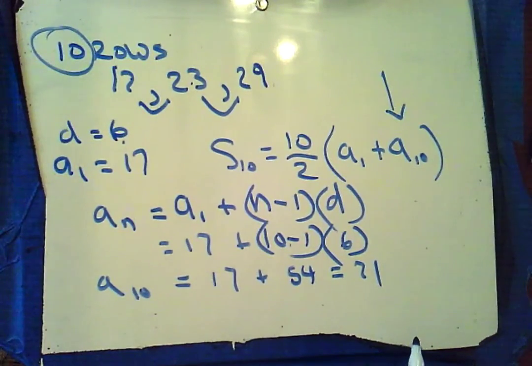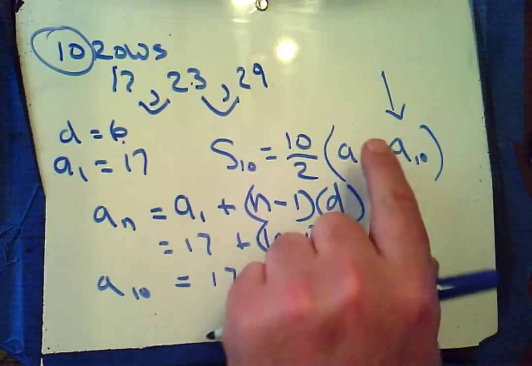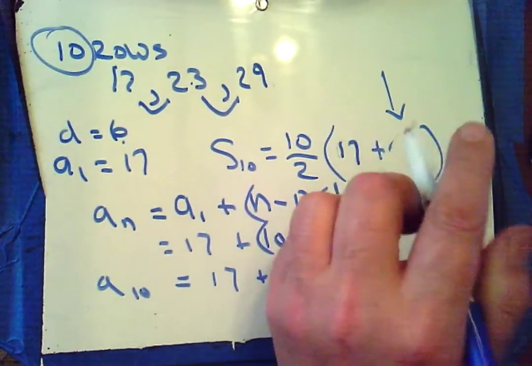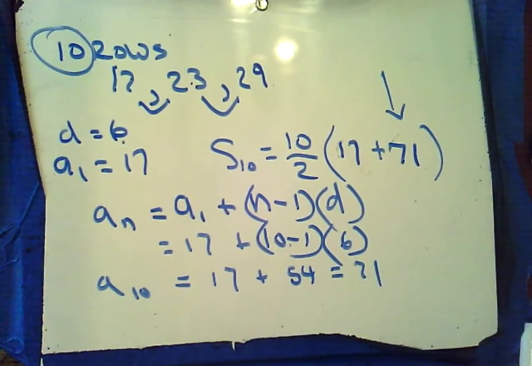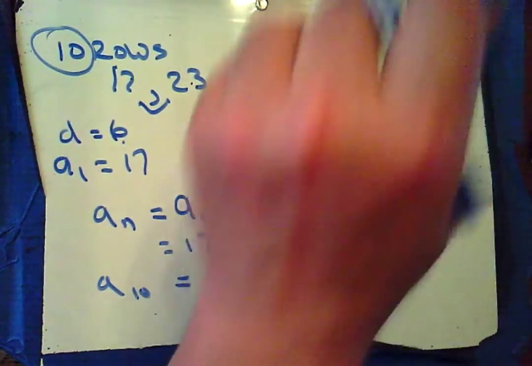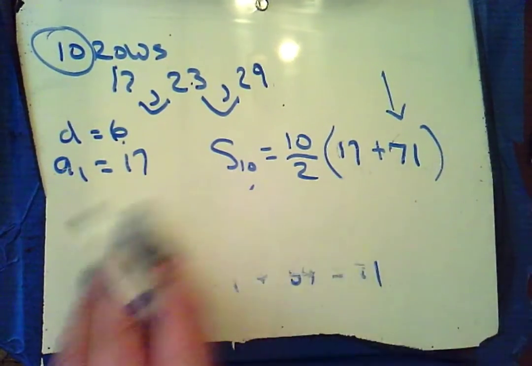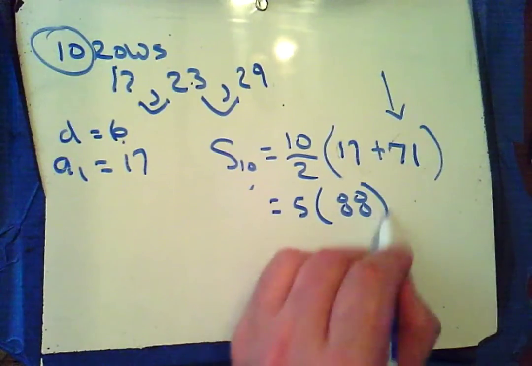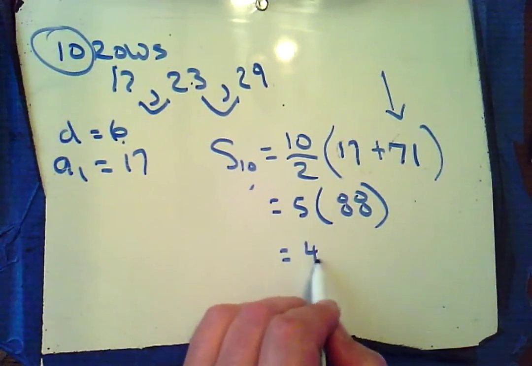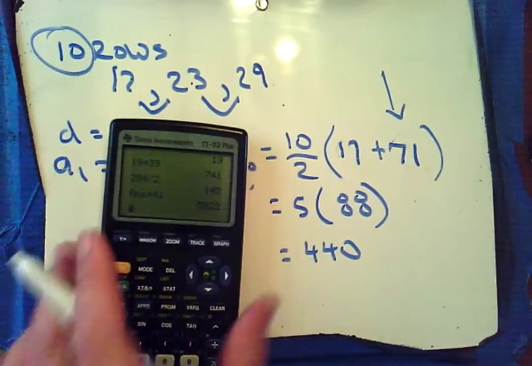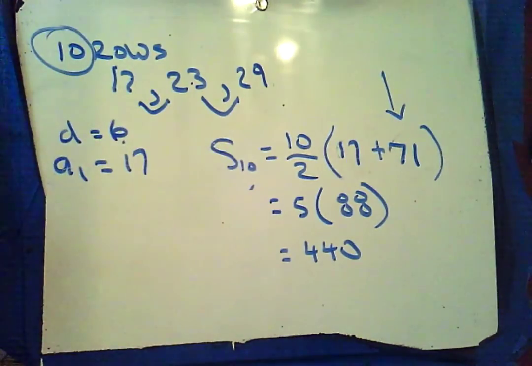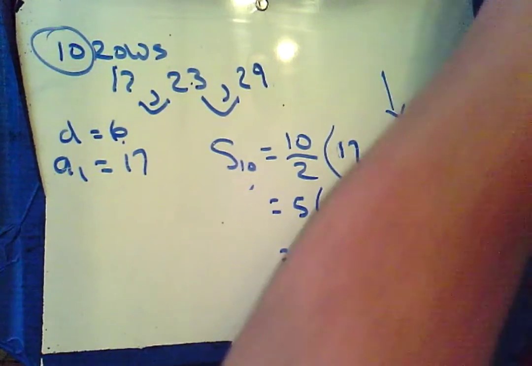And now I think we have enough information to figure out how many seats there are in these 10 rows. We'll put a 17 in here for a sub 1, and we'll put a 71 here for a sub 10. So what do we get? We get 5 times 88. Isn't that 440? 5 times 88. Yes, 440 seats total.